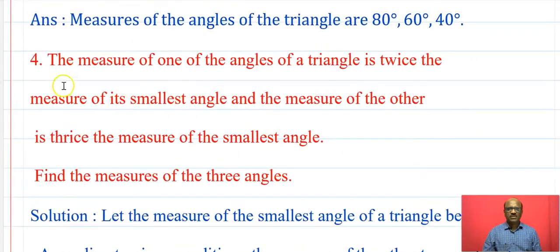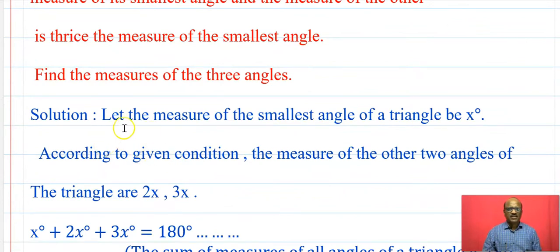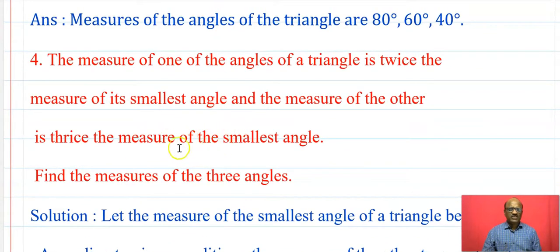Question number 4. The measure of one angle of a triangle is twice the measure of its smallest angle, and the measure of the other angle is thrice the measure of the smallest angle. And it's a very simple question. That is, the smallest angle is compared with both of those angles.